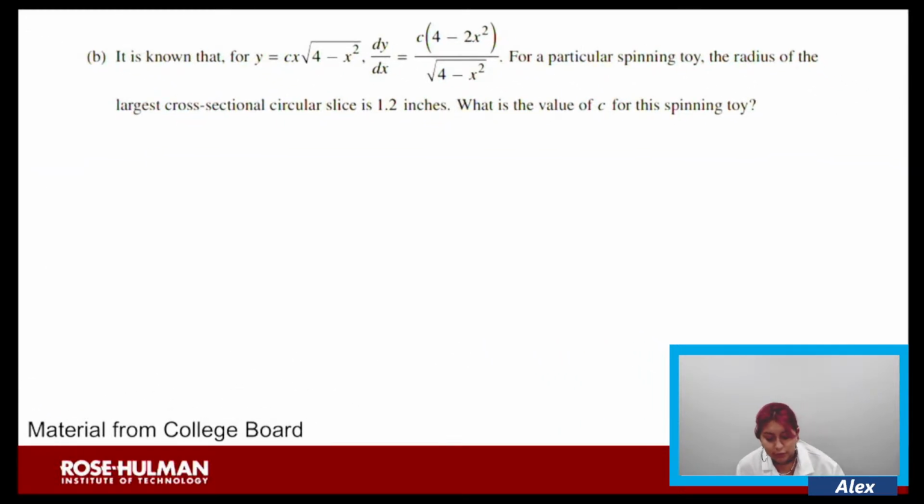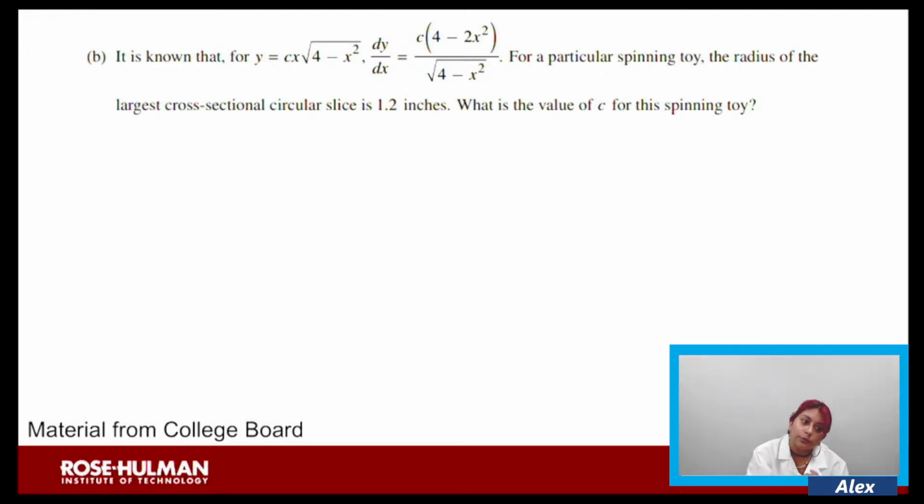So it is known that y equals c times x times the square root of 4 minus x squared. For a particular spinning toy, the radius of the largest cross-sectional circular slice is 1.2 inches. What is the value of c for this spinning toy?